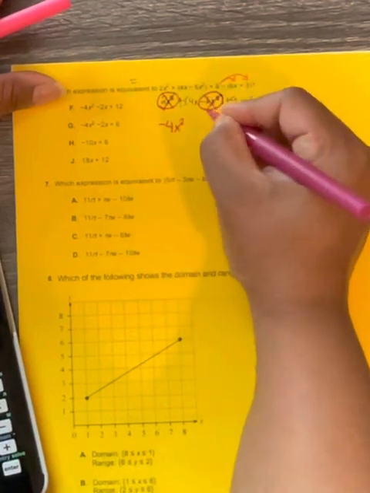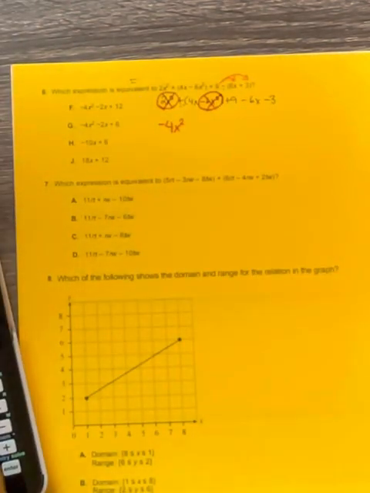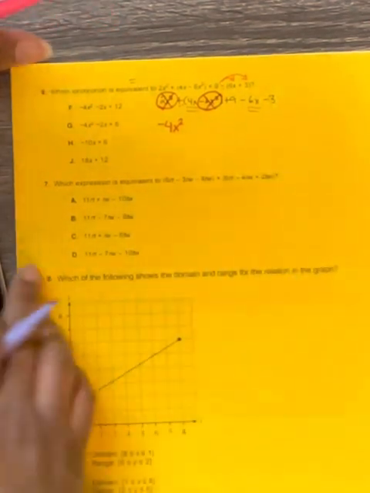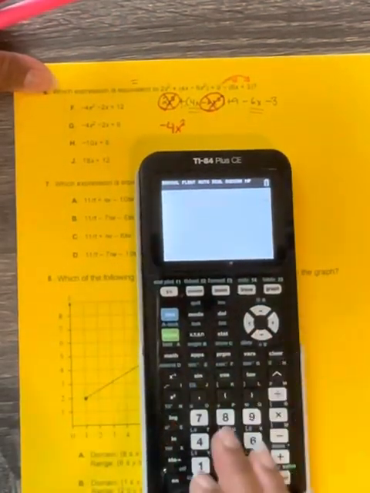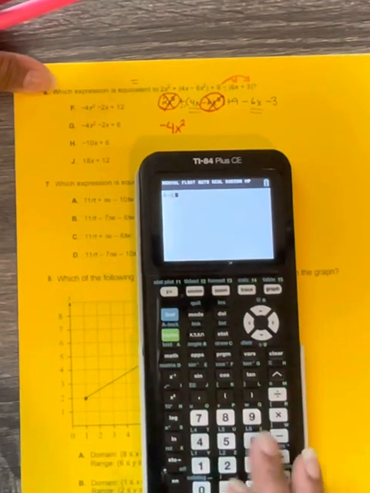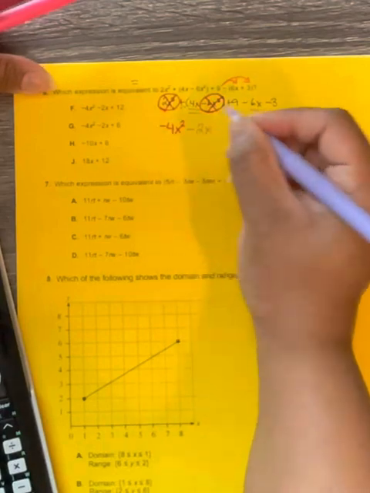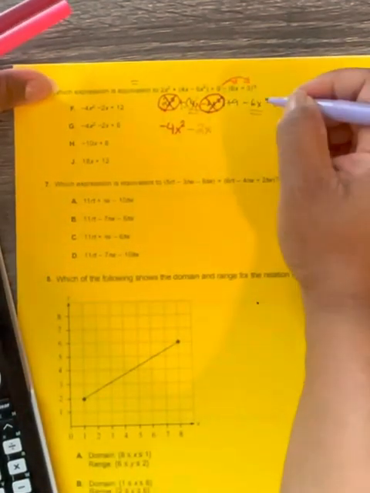So we're done with that. Now we're going to go with the next set of like terms, which is 4x and negative 6x. Again, don't be afraid to use your calculator. 4 minus 6 is negative 2x. So this is minus 2x. So we're done with this set.